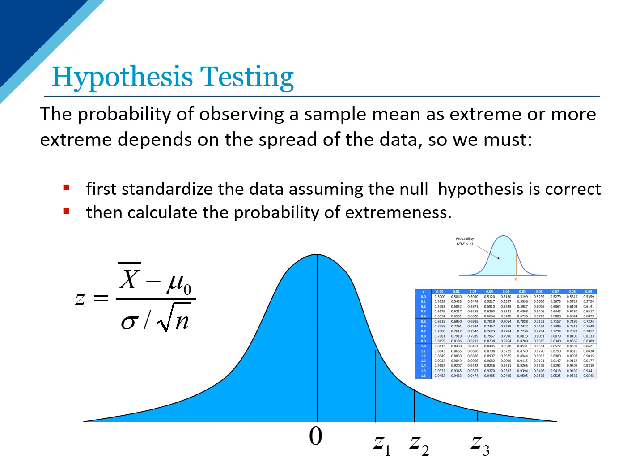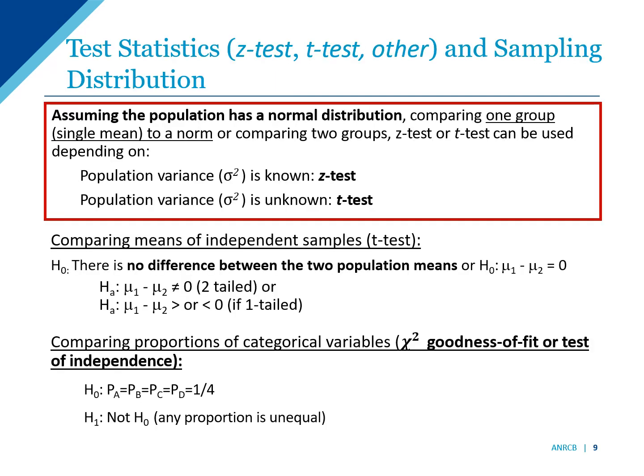Because the probability of observing an extreme mean depends on the spread of the data, we must first standardize the data, assuming the null hypothesis is correct, and then calculate the probability of observing the extreme values. We then calculate our test statistic, here a z-score, and use a standardized table to find the probability of obtaining our value. This z-score calculation requires the sample mean and population mean, as well as the population variance and the sample size. You may use other tests to compare means and proportions.